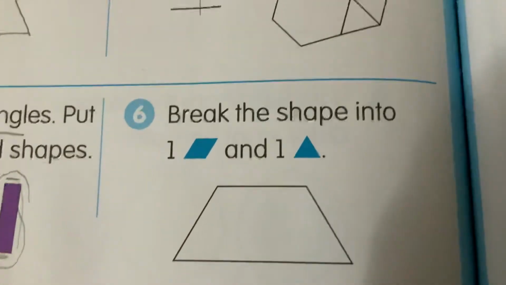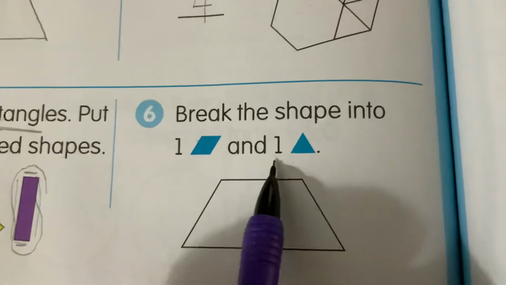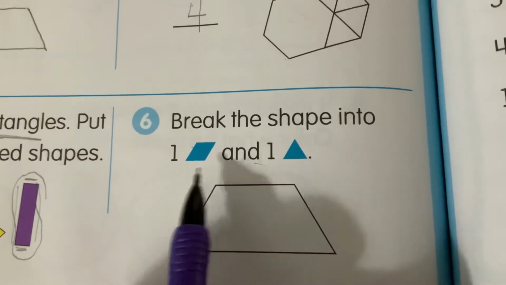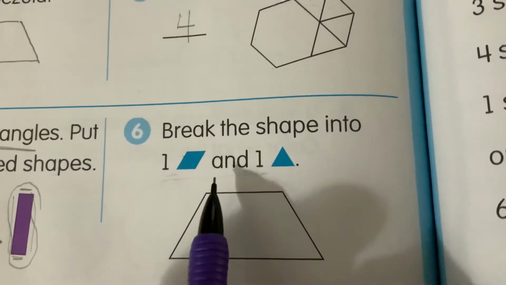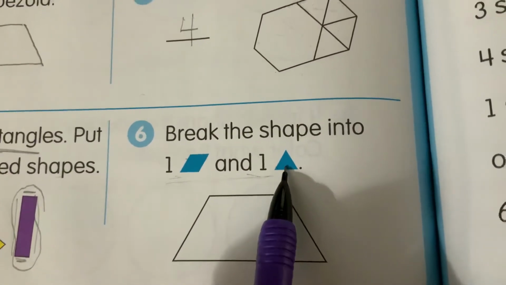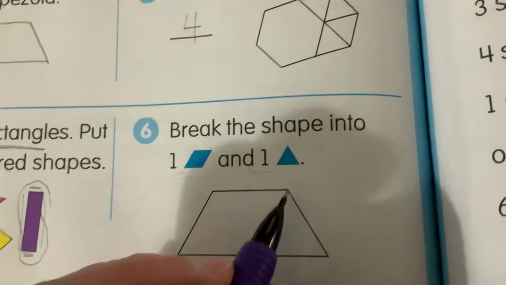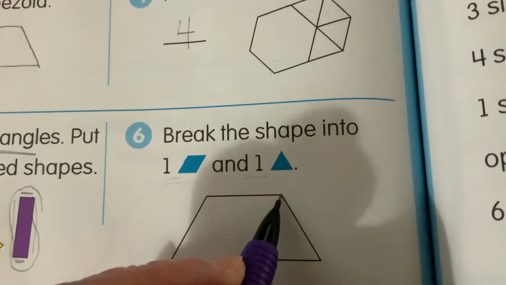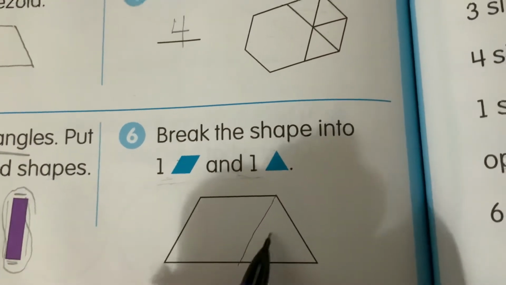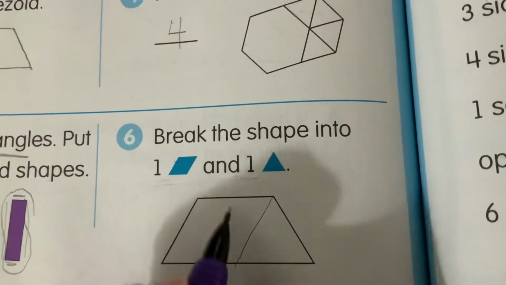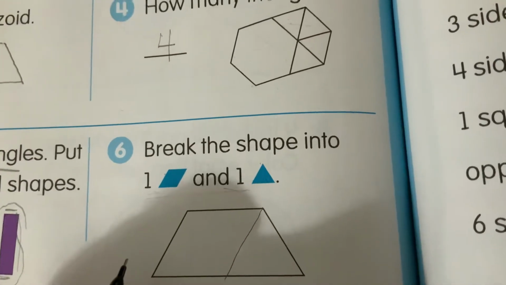Okay, number 6. Break the shape into a rhombus and a triangle. Okay, so how many shapes are we going to have when we get through? 2. So let's go with the easy one. You know what a triangle looks like. And a triangle has a point at the top. So let's start here and make a point at the top. And then it has a side that comes out. So we've got our triangle. Do we have our rhombus? Yes. So with one little line there, we broke it into 2 shapes.